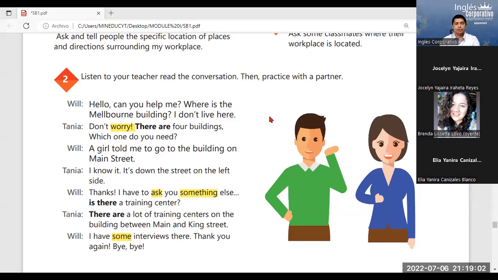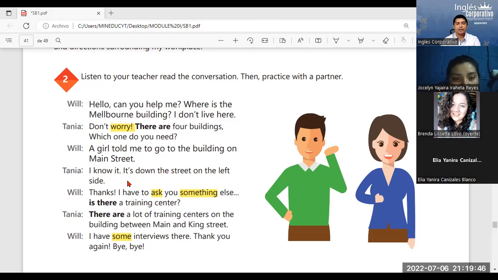Ahora, se los voy a leer la última vez para que corrijan algunas palabras. Ok, dice, hello, can you help me? Where is the Melbourne building? Recuerden, la L sí suena. I don't live here. I don't live here. Don't worry. There are four buildings. Which one do you need? A girl told me to go to the building on Main Street. I know it. It's down the street on the left side.